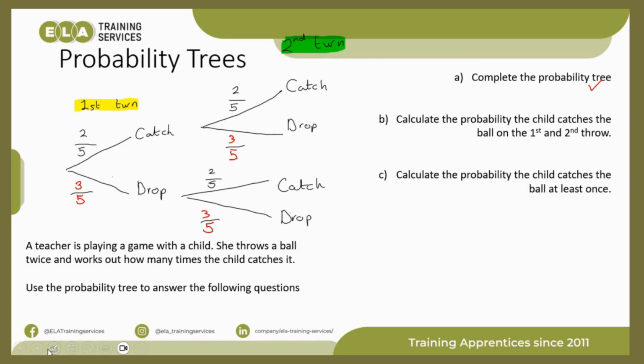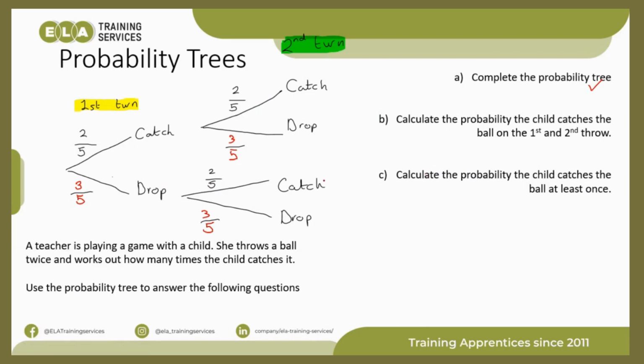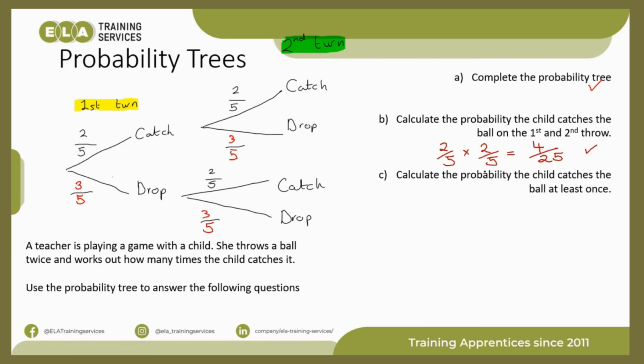Next, we're going to calculate the probability the child catches the ball on the first and second throw. So the first catch is 2/5. To catch it again is 2/5. So we're going to multiply those together and we're left with 4/25. And that's our second part done. Now the third part is where we're going to have to bring in those steps. So calculate the probability the child catches the ball at least once. So we need to write all our outcomes first.